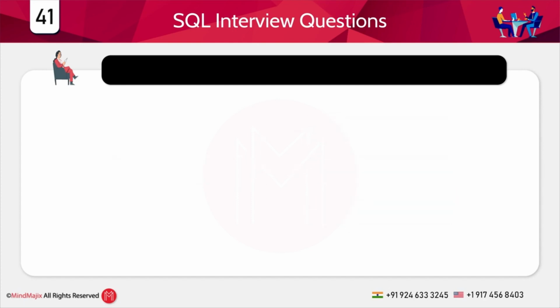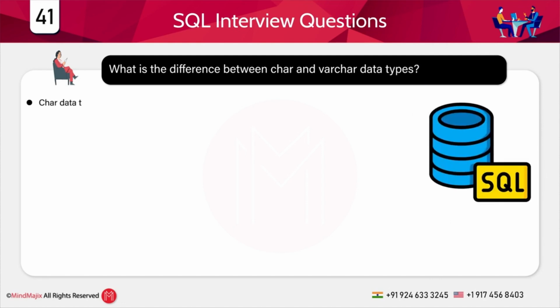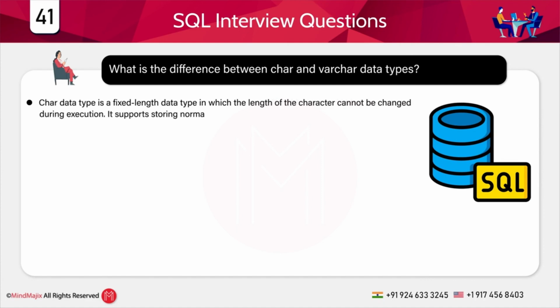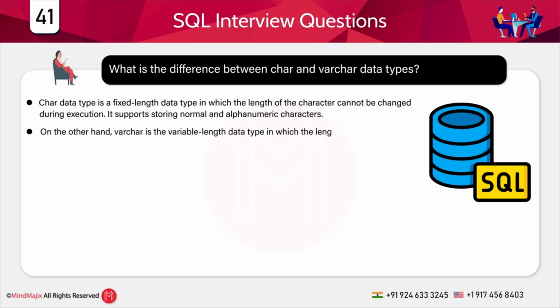The next question over here is, what is the difference between char and varchar data types? So char data type is a fixed length data type in which the length of the character cannot be changed during the execution. So it supports storing normal and alphanumeric characters. And on the other hand, varchar is the variable length data type in which the length of the character can be changed during the execution. So basically you can say that char data type is static and varchar data type is dynamic.